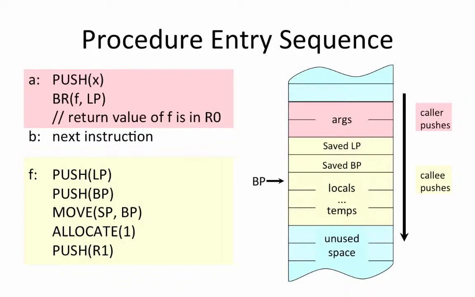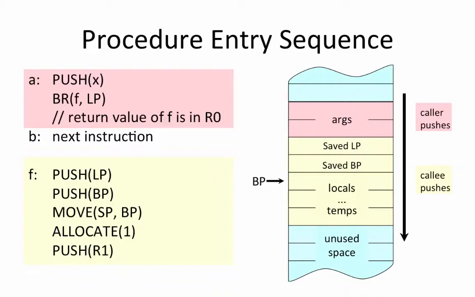Next, we allocate space on the stack for any local variables. This procedure allocates space for one local variable. Finally, we push all registers that are going to be modified by our procedure onto the stack. Doing this makes it possible to recover the register's original values once the procedure completes execution. In this example, register R1 is saved onto the stack.